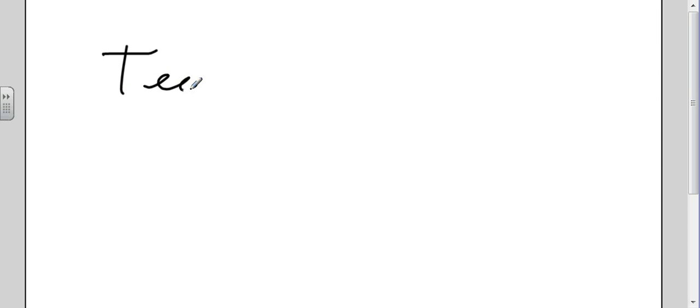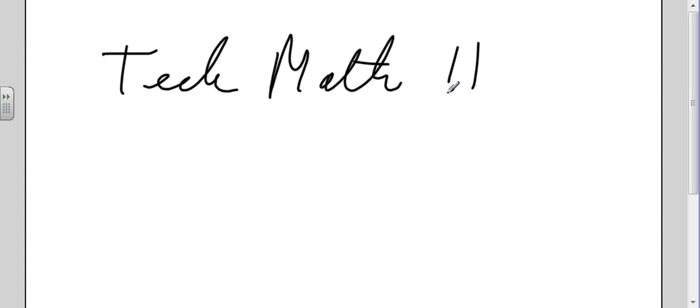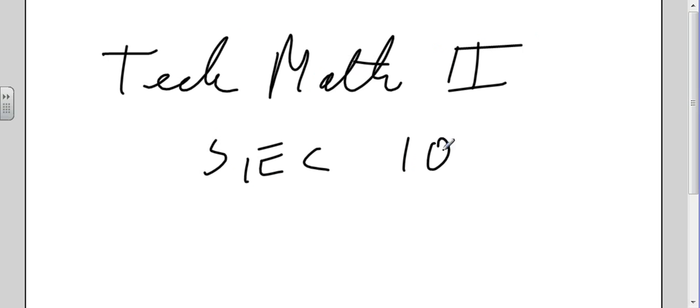This is Tech Math 2, and we're currently in section 10-4. Section 10-4 has to do with using radians to work problems. If I can spell radians. I think I did okay.